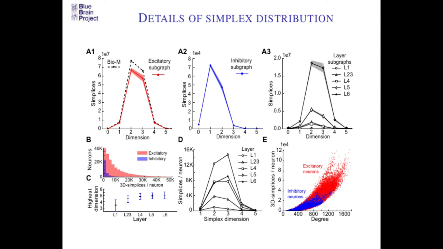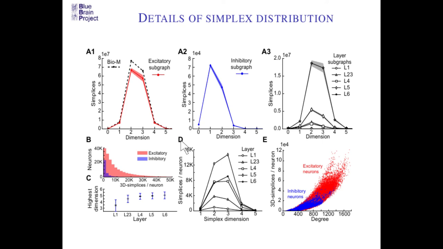Here, if we look at B, what we have on the y-axis is how many neurons, and on the x-axis is how many three-dimensional simplices you have per neuron. And you can see that if you go out here, you can have up to 50,000 three-simplices to which one neuron belongs. Most of them will belong to fewer than 10,000, agreed. But you can have on the order of 50,000 three-simplices to which one single neuron belongs. These are really complex interwoven structures we're talking about.